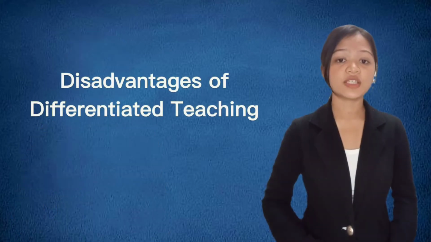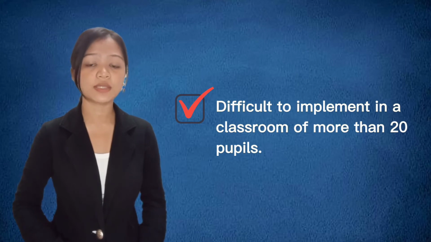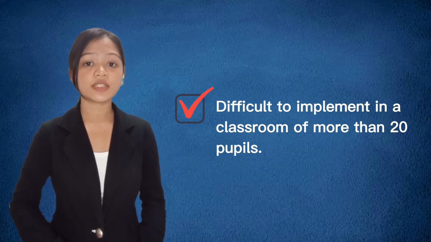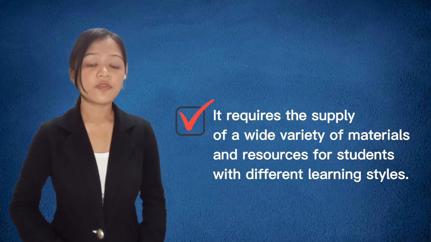Next are the disadvantages of differentiated teaching. Differentiated teaching is difficult to implement in a classroom of more than 20 pupils. A class of 30 students would require 4 or more groups, which would be difficult to organize and teach properly. It requires more than one teacher. The teacher may organize activities and lessons, but implementation will need the assistance of a classroom assistant. It requires the supply of a wide variety of materials and resources for students with different learning styles.